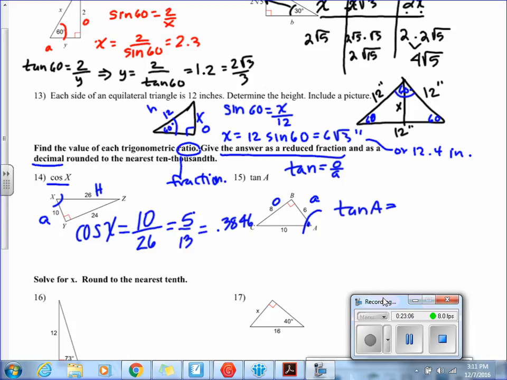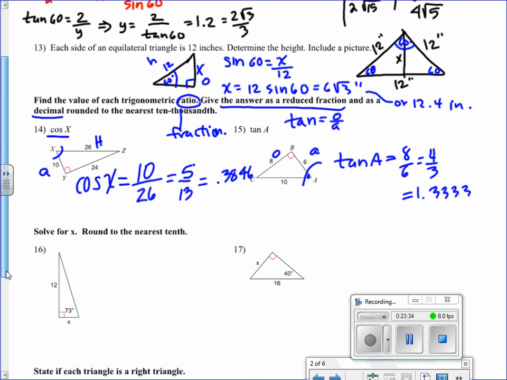So this ratio would be 8 over 6, which reduces to 4 over 3. And the tangent of 4 over 3 written as a decimal would be 1.3333. And so tangents will often be decimals larger than 1, depending on the angle measure.